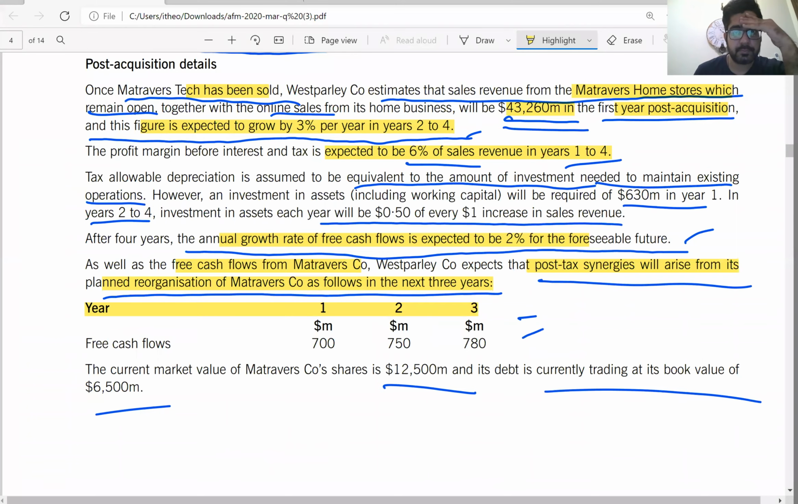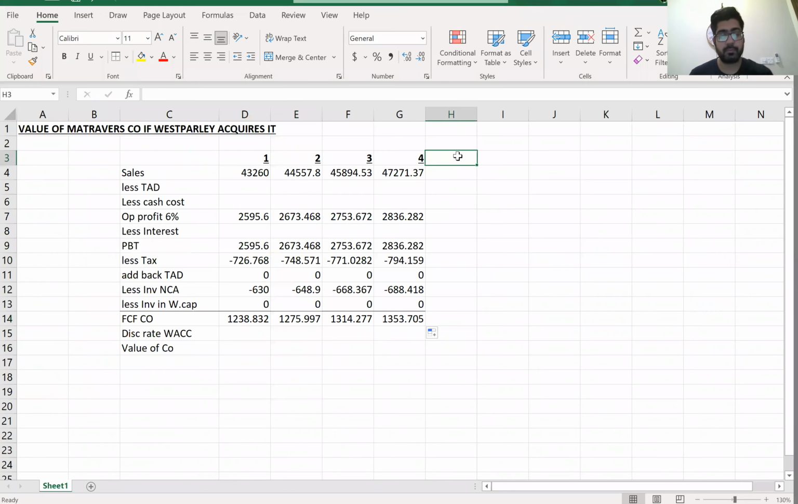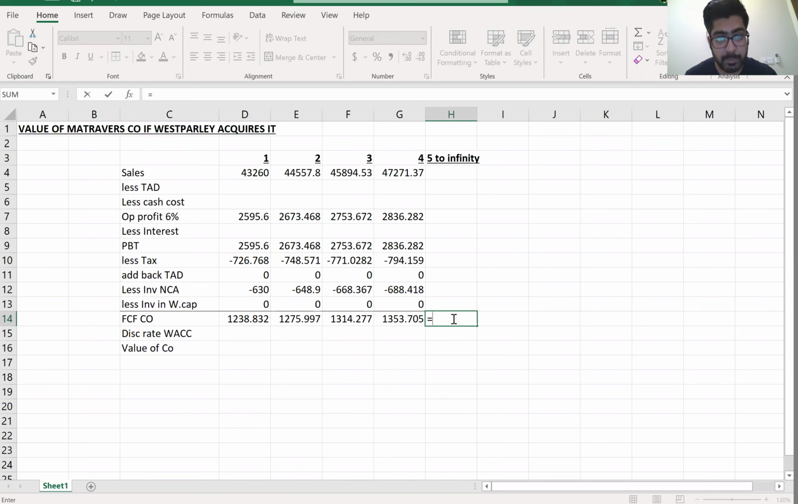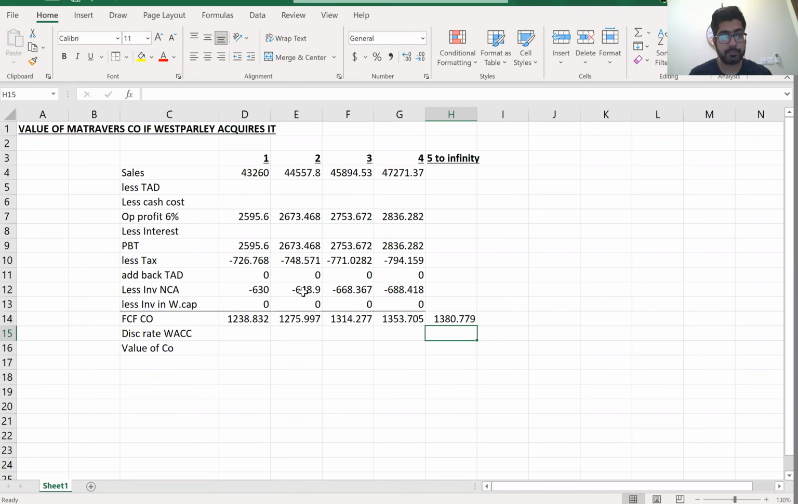It's written that after 4 years, the growth rate of free cash flow will be 2% for the foreseeable future. So from 5 to infinity, the free cash flows will grow by 2% for the foreseeable future. So it's G14 increasing by 1.02. Okay.